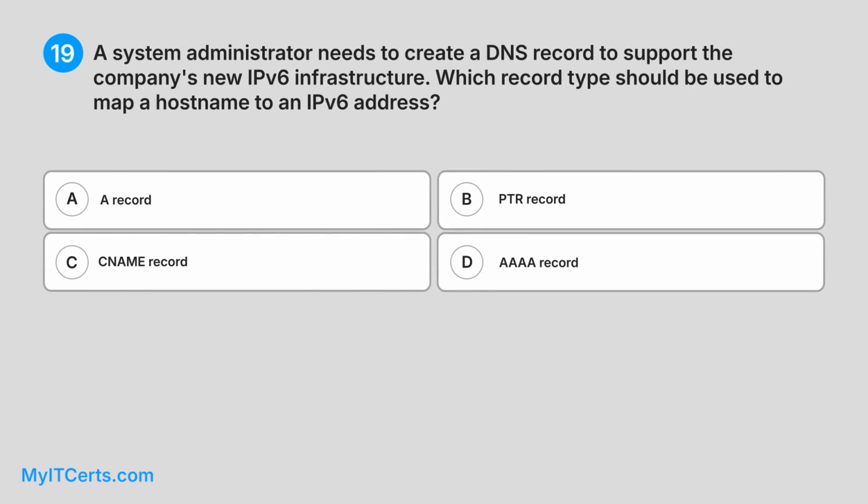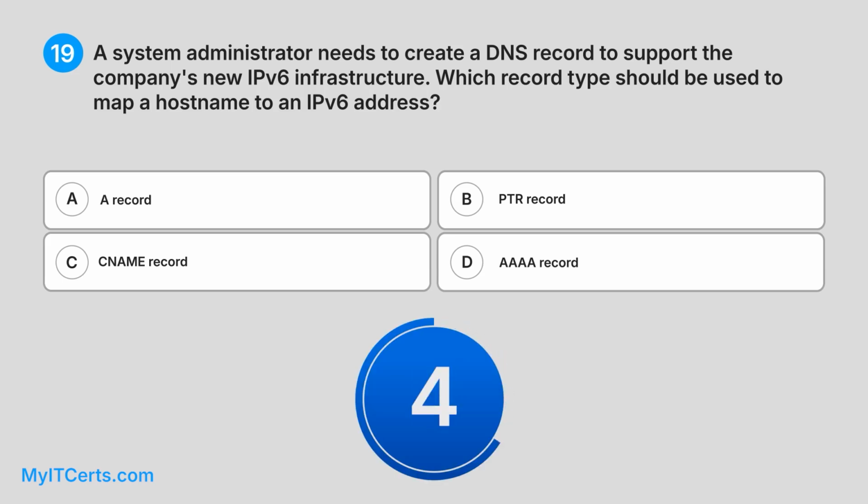19. A system administrator needs to create a DNS record to support the company's new IPv6 infrastructure. Which record type should be used to map a host name to an IPv6 address? A. A record. B. PTR record. C. CNAME record. D. AAAA record. What do you think is the answer?